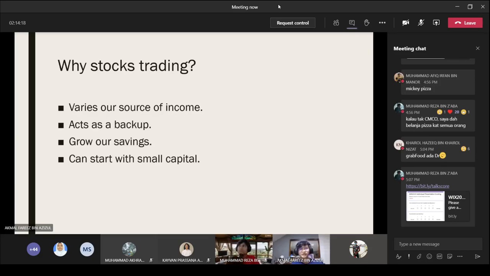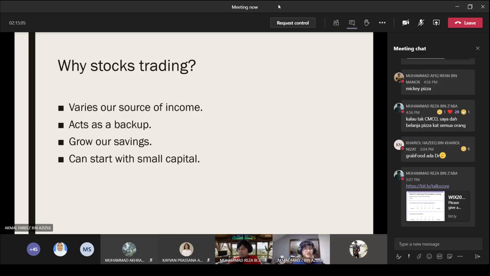The number two is it acts as a backup. Why do I tell you this? Because in recent days, our economy is gradually recovering. Some of the companies nowadays are struggling to cut costs, so they choose to sack some of the workers, which is a bit harsh, or they offer their employees a so-called voluntary separation scheme, better known as VSS. So what is VSS?